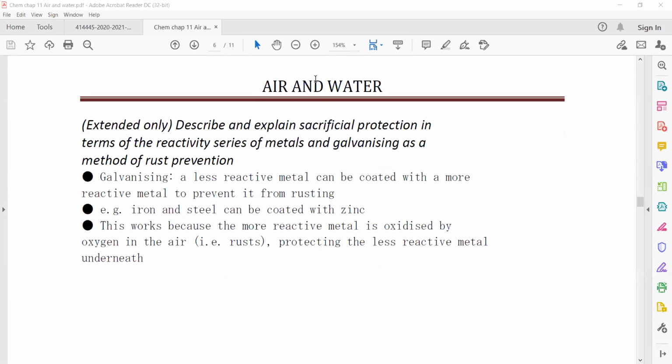Describe and explain sacrificial protection in terms of reactivity of the metal. What happens in sacrificial protection and galvanizing as methods of preventing rust? In galvanizing, a less reactive metal is coated with a more reactive metal to prevent it from rusting. For example, iron and steel are normally coated with zinc. This works because the more reactive metal is oxidized by oxygen in air, and protects the less reactive metal. So it is similar to sacrificial protection.